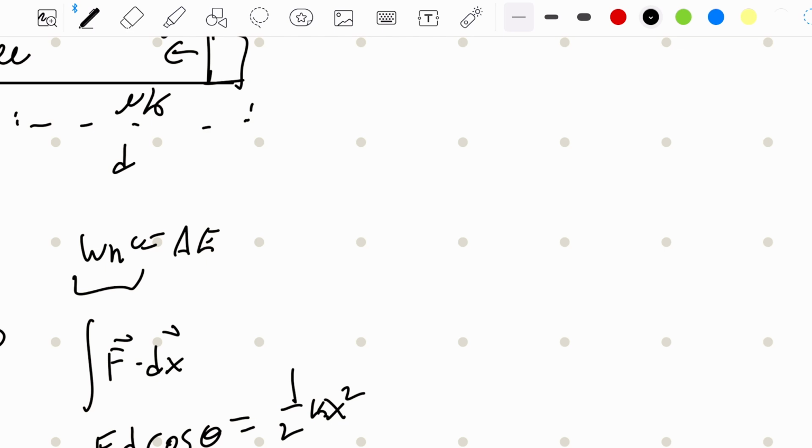Is there any initial kinetic energy? Yes. Is there any final kinetic energy? Probably. So we're going to keep that in there. No, sorry, there would be no final kinetic energy once it compresses that spring entirely. So this would be 0 minus 1/2 mv squared.